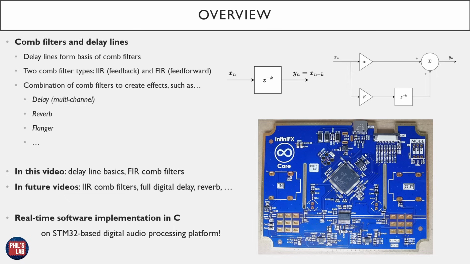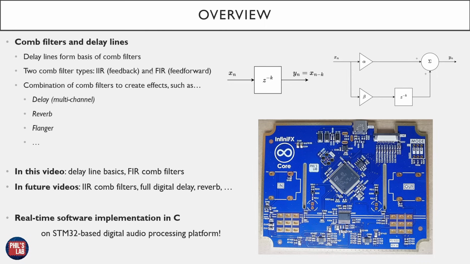Throughout, we'll look at examples in C code and how to implement that on an STM32 based DSP platform. The reason we are looking at comb filters and delay lines is because these basic structures and filters form the basis of many different digital effects, such as delays, reverbs, flanges, and so on. We will look at delay lines first, as delay lines are very simple, but form the basis of comb filters. Once we've covered delay lines, we will look at comb filters.